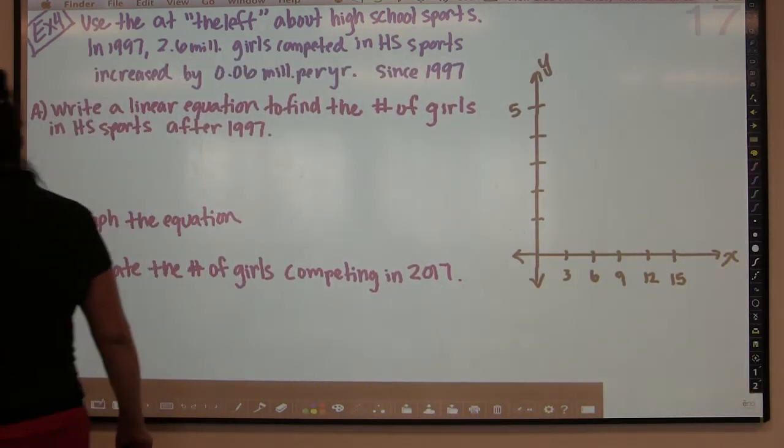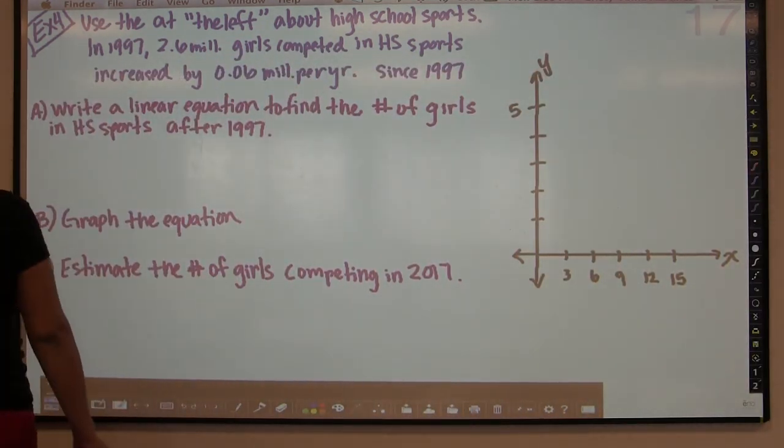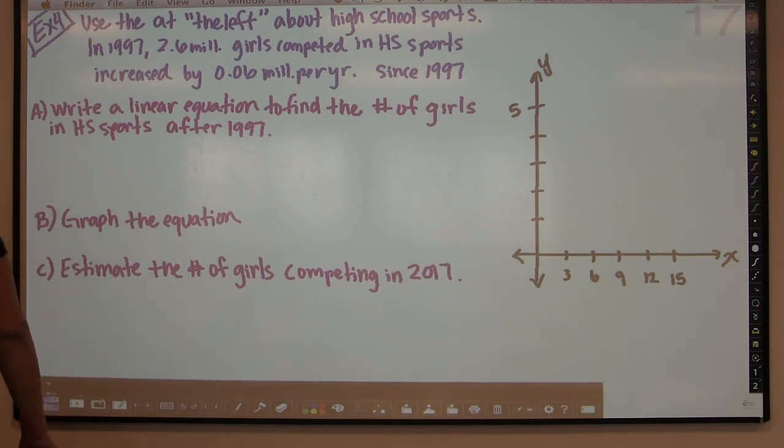It should say use the information at the left, and the reason why I put at the left in quotations is because it's in your book and it's at the left in your book, but it's not really at the left in my board. But I only took out the important information from the book about high school sports.